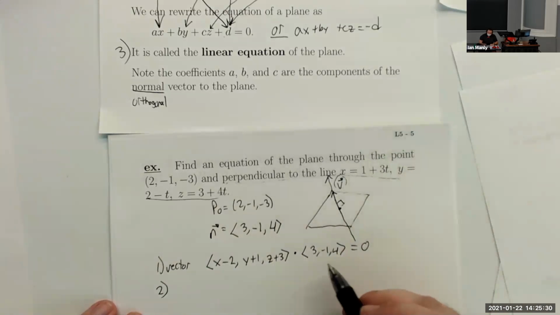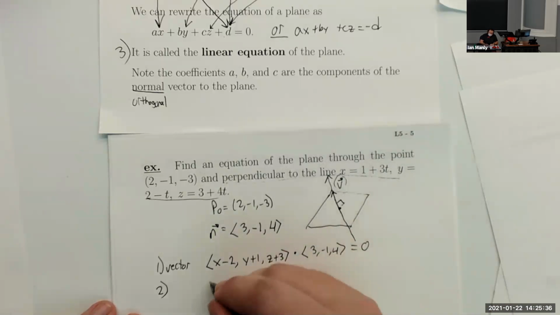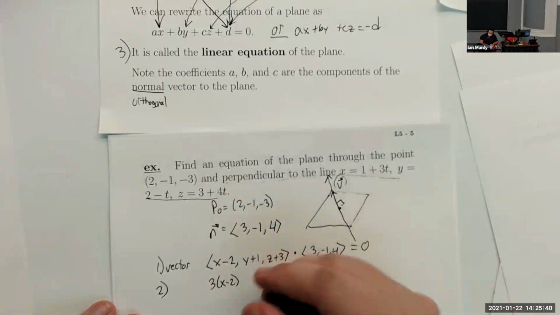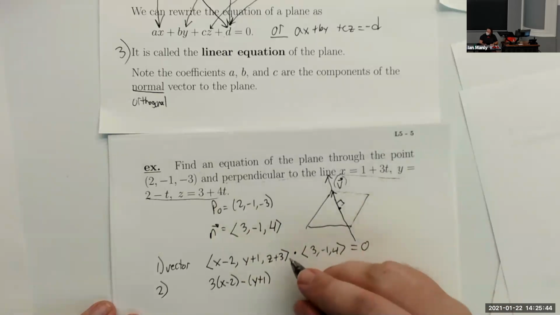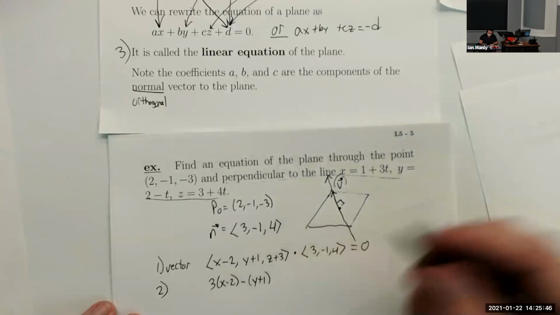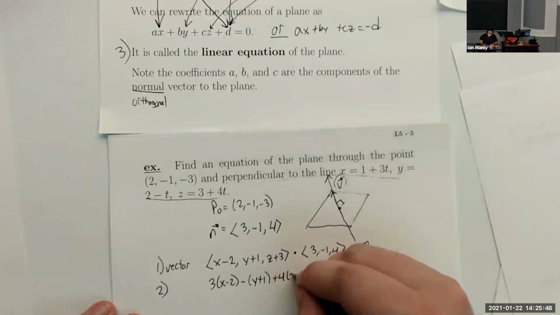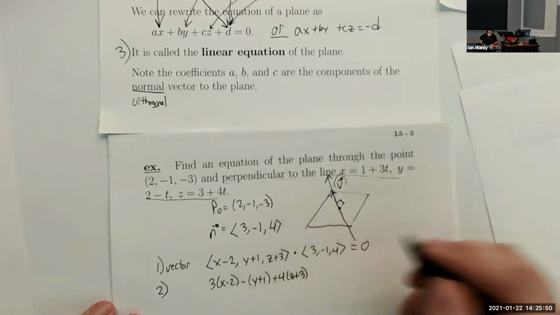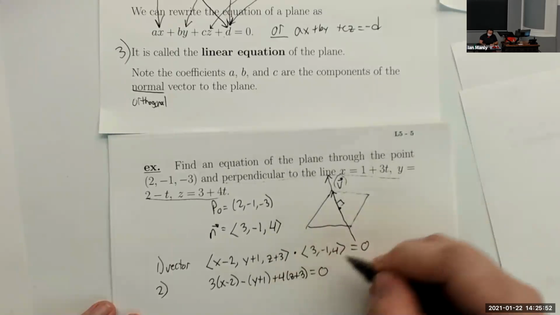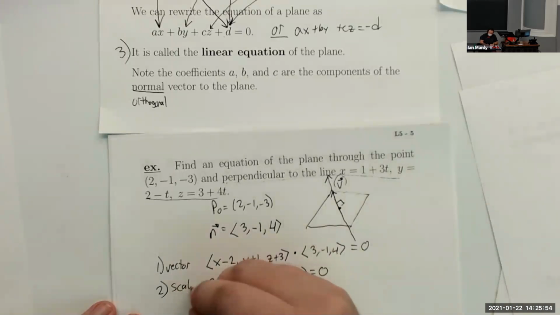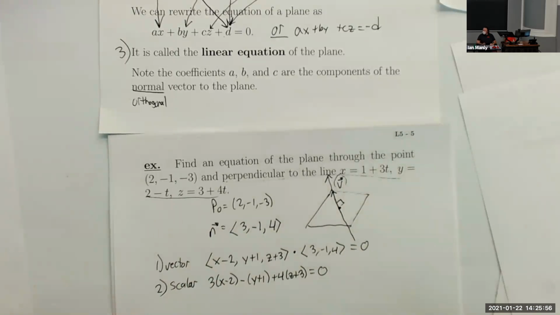Okay, so then how do we get the scalar equation? We actually just carry through with the dot product. So we do 3 times this, and then we have -1 times this, and then we have 4 times this right here. And remember, all this stuff is still equal to 0. So this is the scalar equation right here.